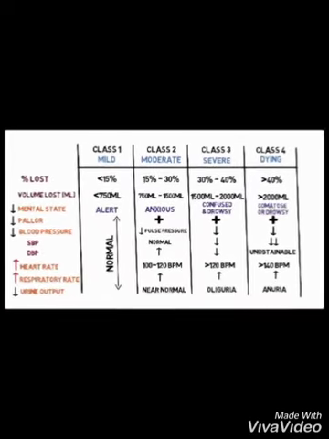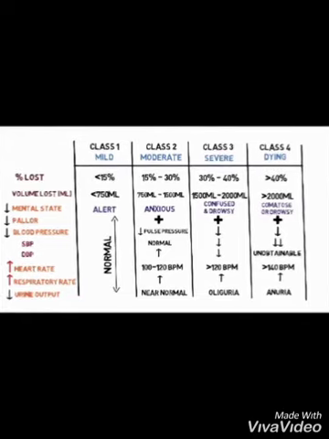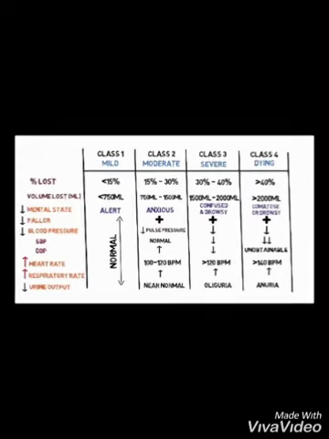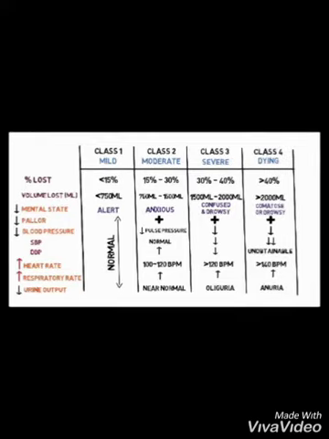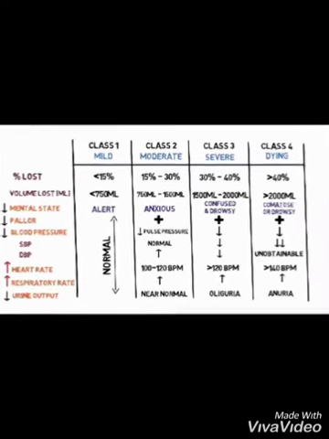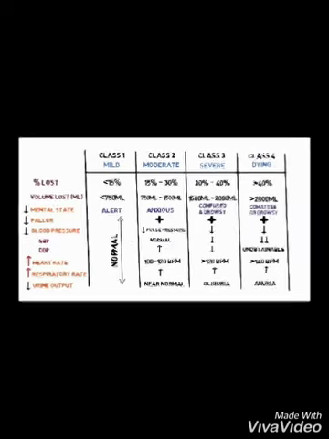Moving on to respiratory rate. The respiratory rate will be high for Class 2, Class 3, and Class 4. This is due to the compensation of the body due to the reduced oxygen.